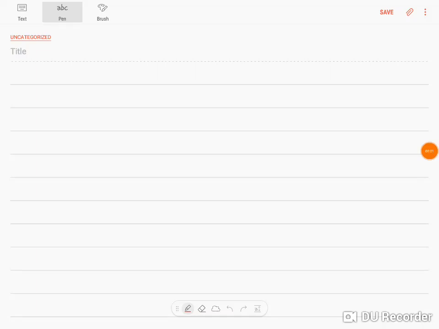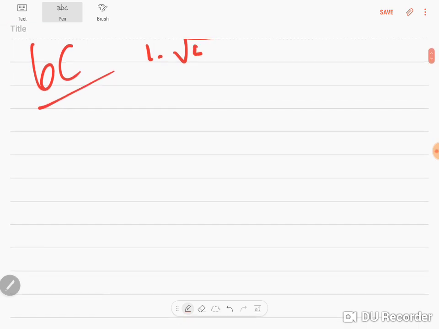All right, you guys, this is your study guide for your exam 6C. I'm just going to go over it. Number one says the square root of 49. The square root of 49 is 7 because we know 7 times 7 equals 49.